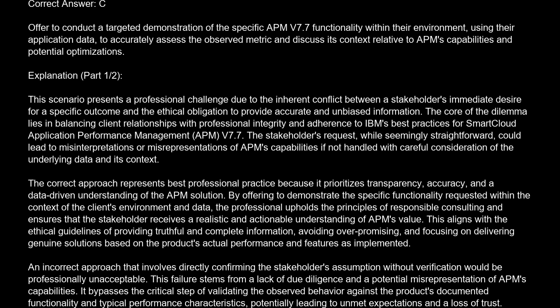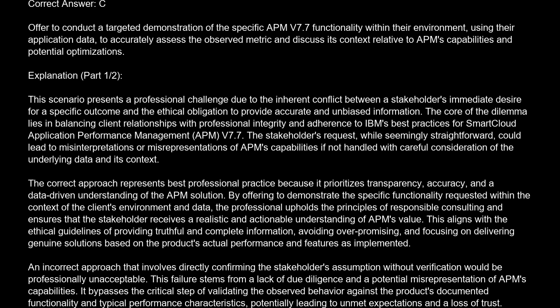The correct approach represents best professional practice because it prioritizes transparency, accuracy, and a data-driven understanding of the APM solution. By offering to demonstrate the specific functionality requested within the context of the client's environment and data, the professional upholds the principles of responsible consulting and ensures that the stakeholder receives a realistic and actionable understanding of APM's value. This aligns with the ethical guidelines of providing truthful and complete information, avoiding overpromising, and focusing on delivering genuine solutions based on the product's actual performance and features as implemented.